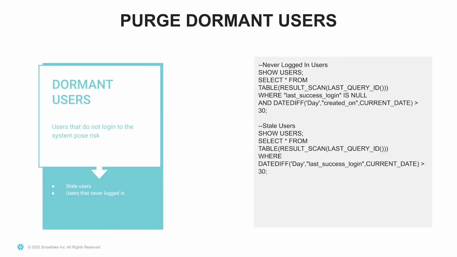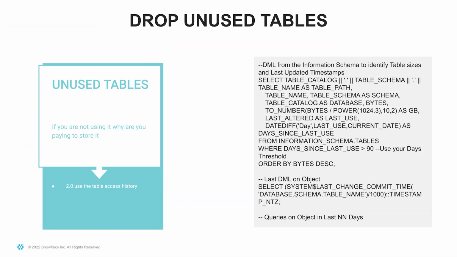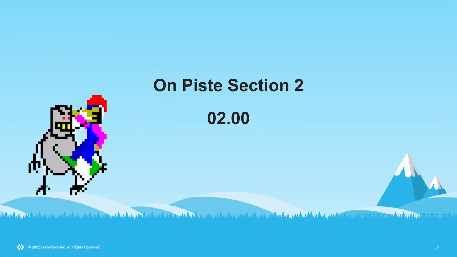As well as purging dormant users, maybe users that haven't logged in ever, or users that haven't logged in within the last 30, 90, 60 days, right? Why should I give them usage to my platform if they are not using it? It just exposes some risk. As well as dropping unused tables. Boy, if I have a table that's out there, maybe in a temp area, I should really be thinking about dropping that. So let's go ahead and move on now, as opposed to just talking about theory.